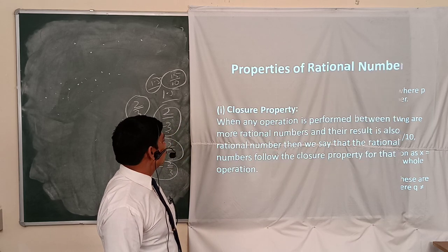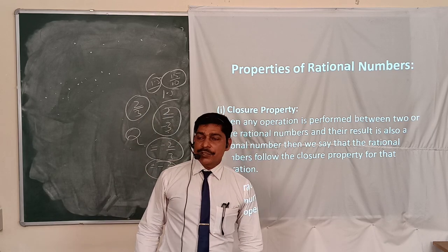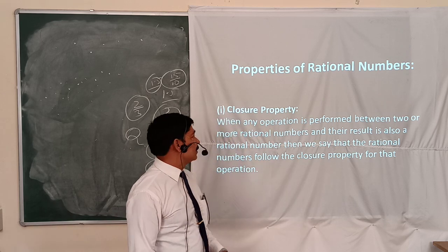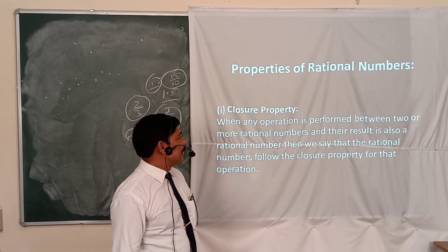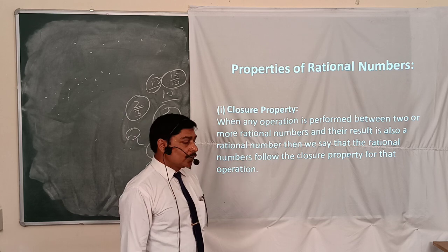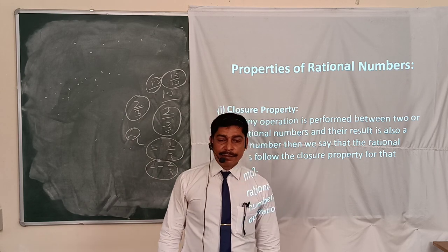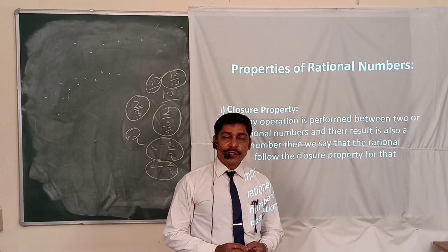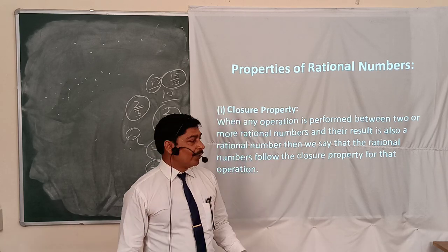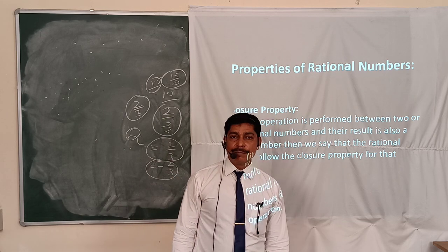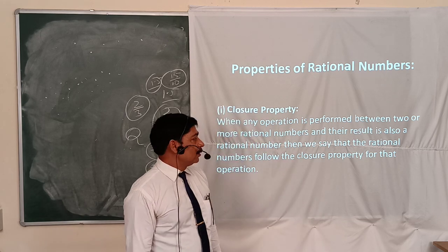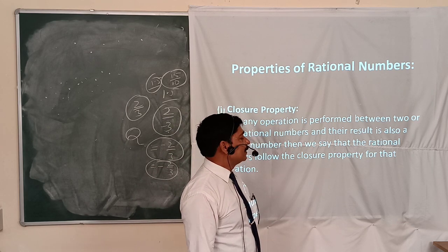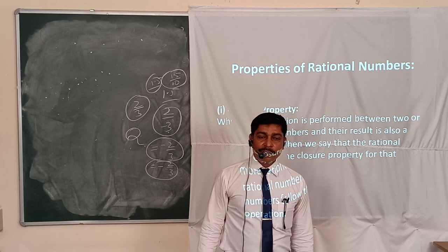Now, the next one, we'll see the properties of rational numbers. The first property of rational numbers is the closure property. In the closure property, whenever an operation is done between two rational numbers, the result will also be a rational number, whether it is addition, subtraction, multiplication or division.